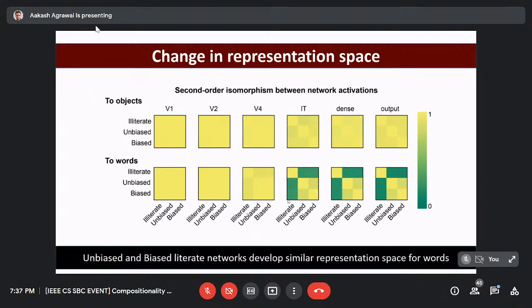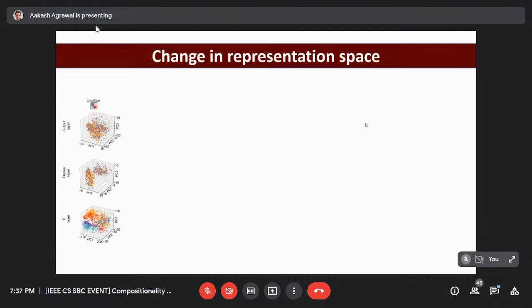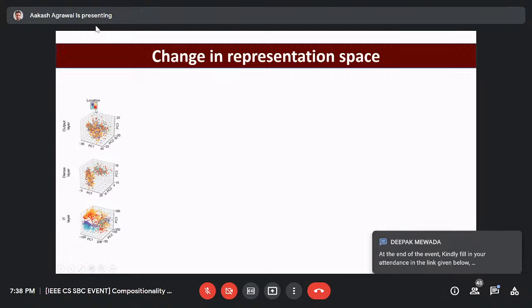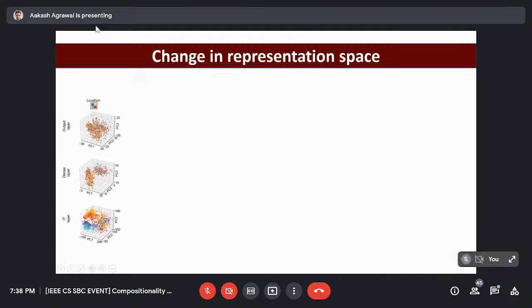So we see changes in the last three output layers, and we wanted to understand what is changing. Here we manipulated the physical properties of the word. On a white background, the word could be placed in any of the four quadrants, as you can see. And we look at the population PCA across the layers of the illiterate network.